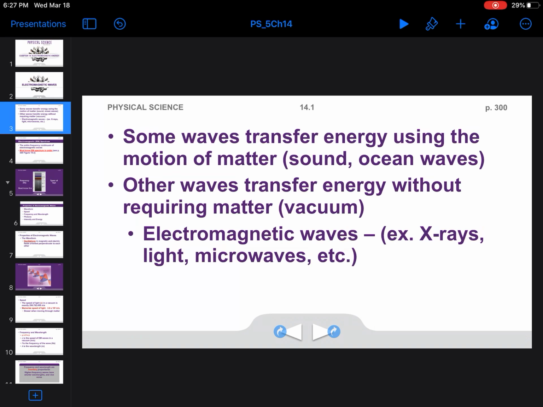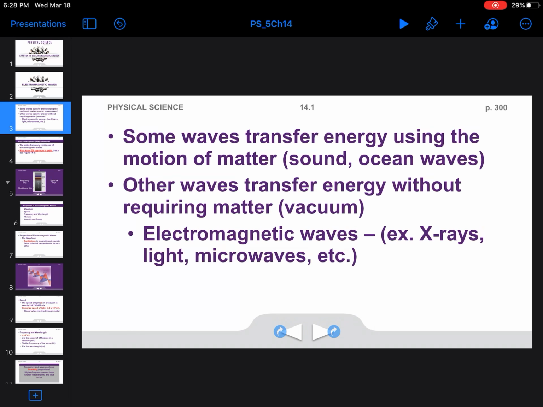Possibly you could imagine light, which is an electromagnetic wave, transferring its energy without matter. There's no matter there. It's just radiating and traveling through space in a vacuum. It does not require a medium of matter to travel through outer space.